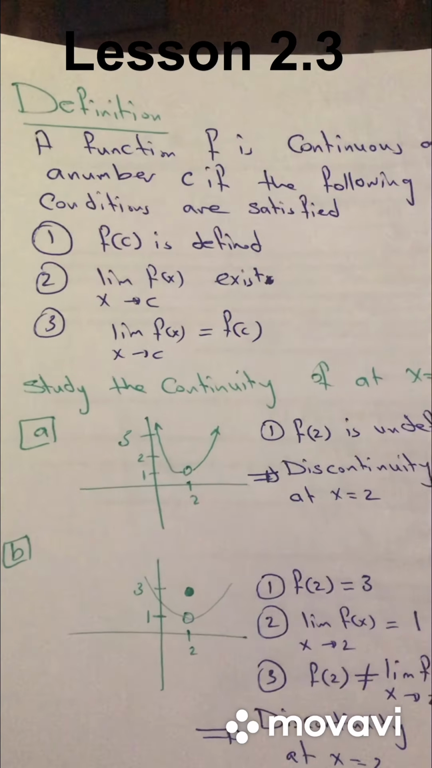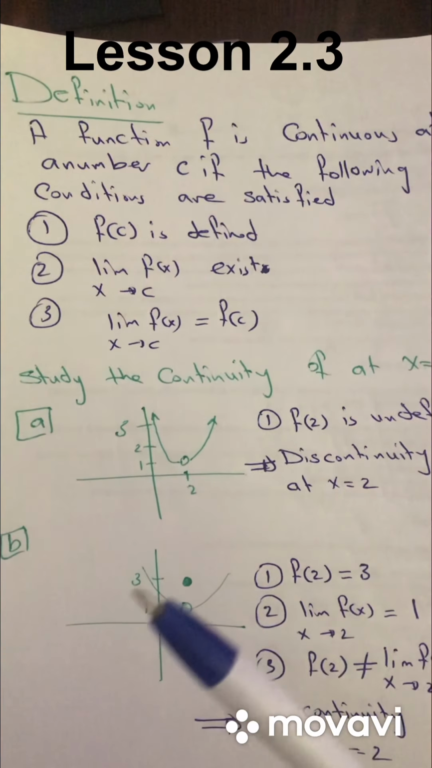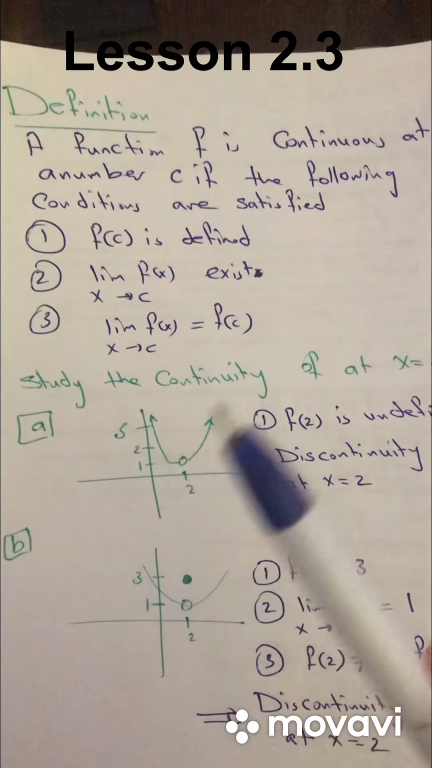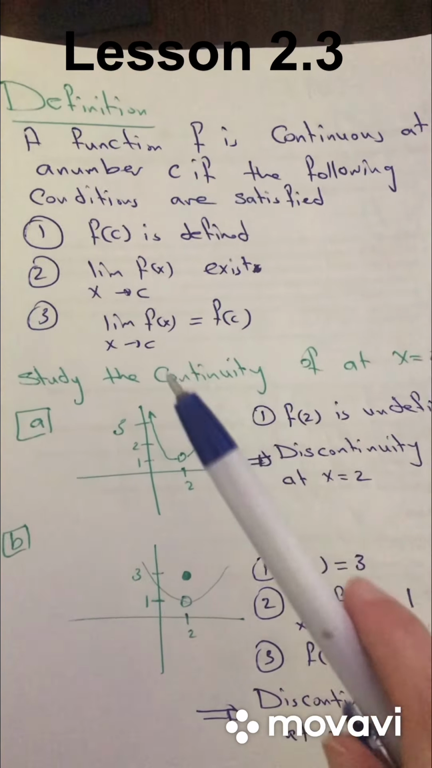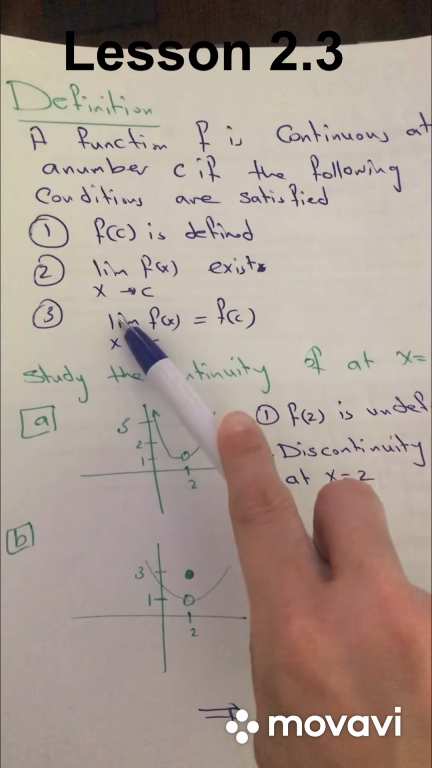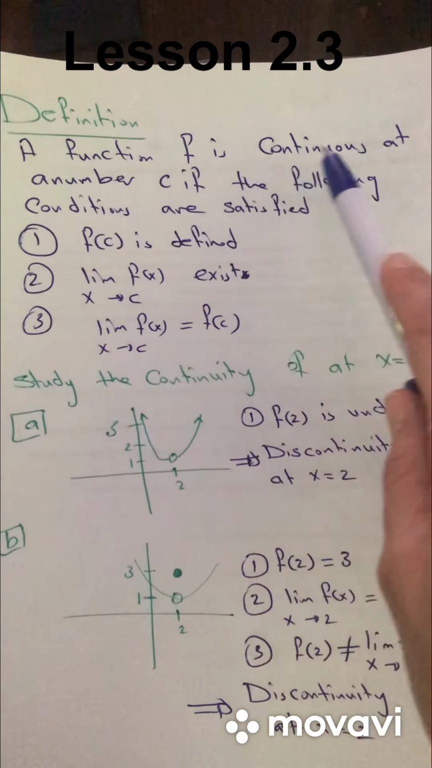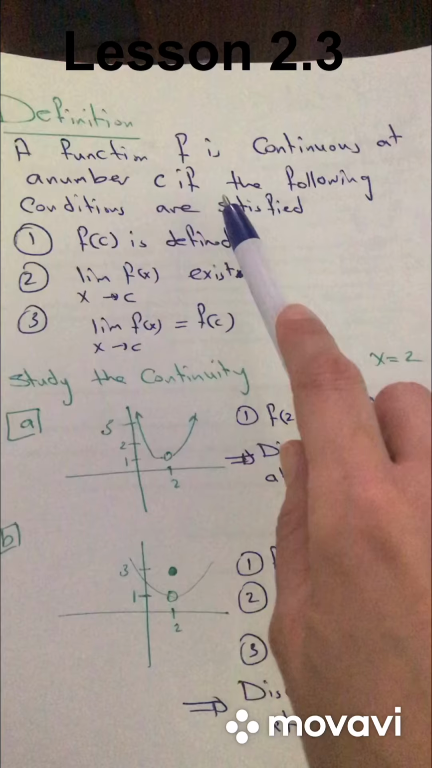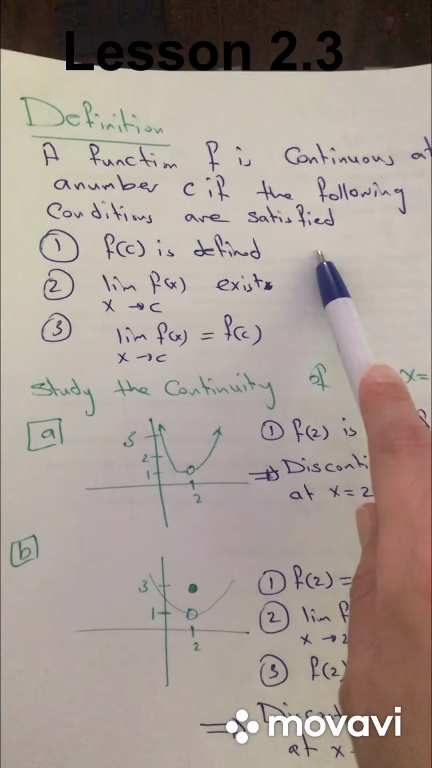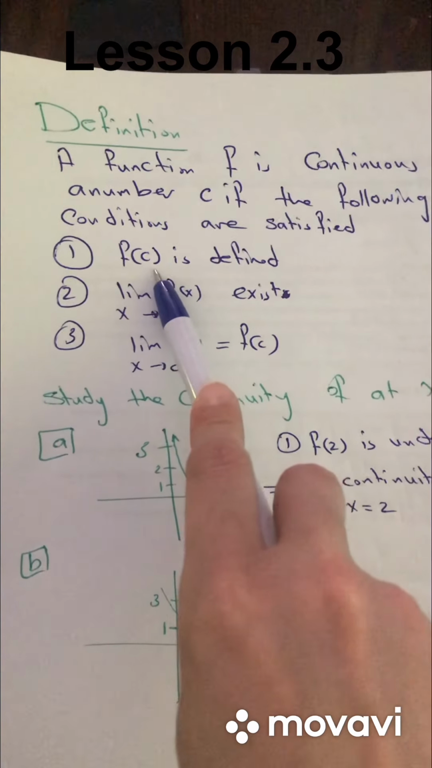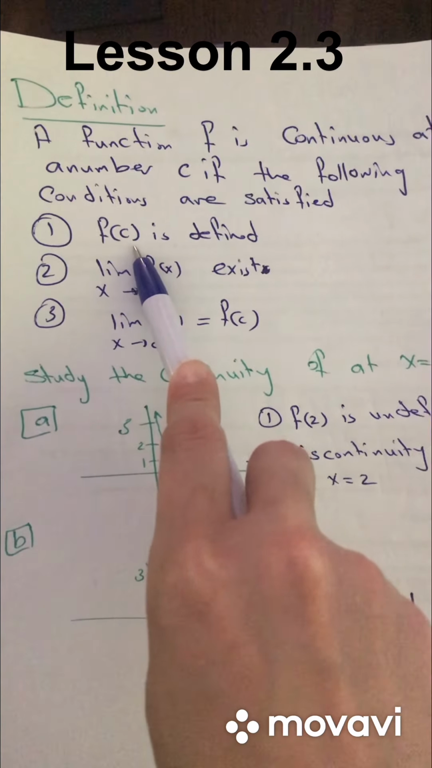Now we are done with the limits. We will start a new lesson called continuity. What does continuity mean? The most important thing about continuity is these three conditions. If a function is continuous at a number c, the following conditions must be satisfied. What are these conditions? First of all, f of c is defined.